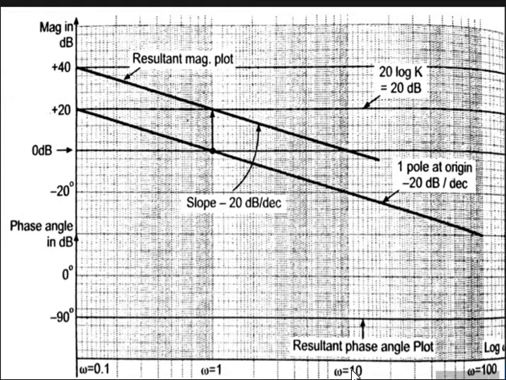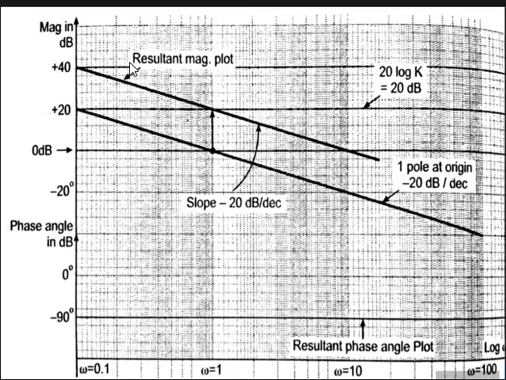And at omega equal to 10, the constant K produces 20 dB, again constant, and the 1 by S pole contributes minus 20 dB. So minus 20 plus 20 is 0, which indicates the 0 dB line. Adding these three points, plus 40, plus 20, 0, and again minus 20, minus 40, like this. So this is the final resultant magnitude plot for 10 by S. This is the magnitude plot.